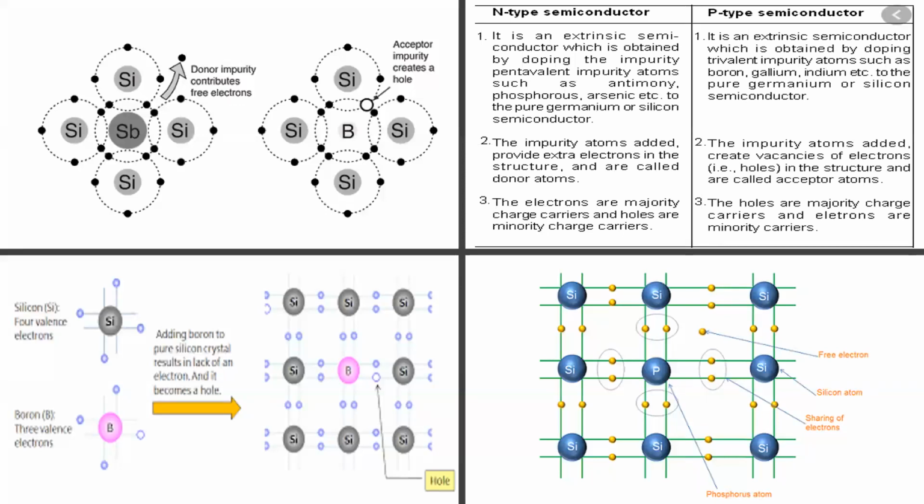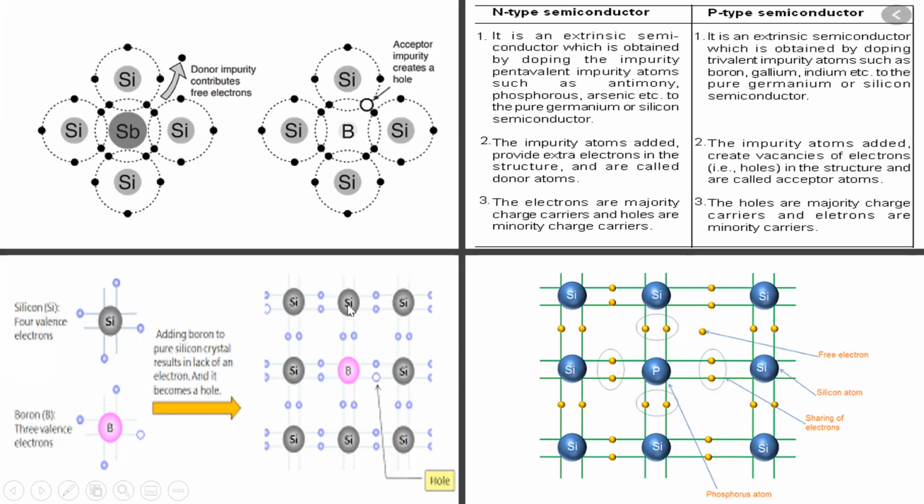Is that clear to you how an N-type semiconductor is obtained? Is that clear? Yes, teacher. Okay, by adding a pentavalent impurity, we can make an N-type semiconductor. Now let us see how a P-type semiconductor is formed.